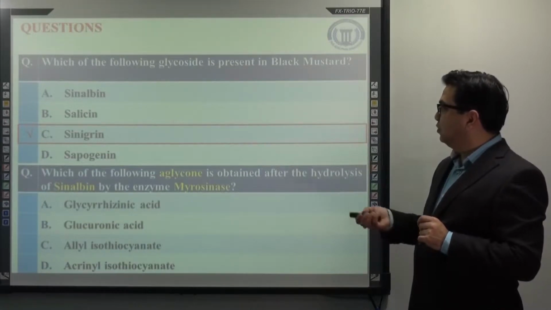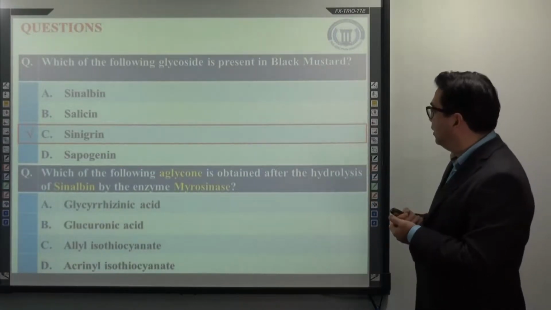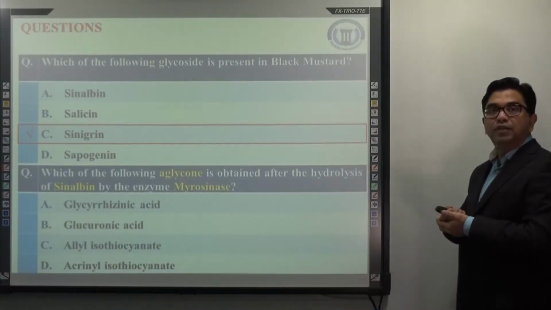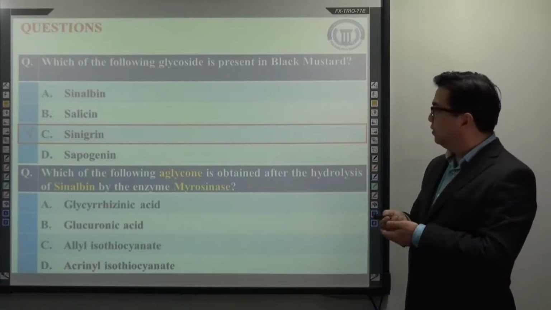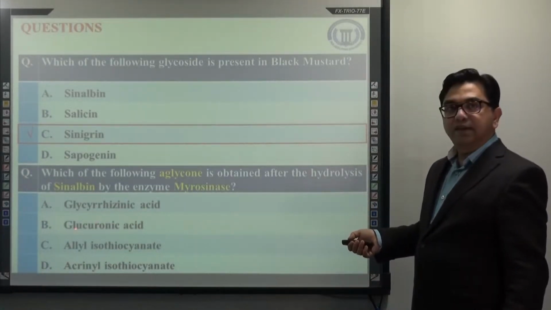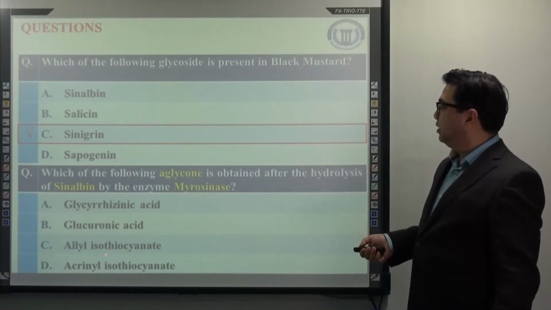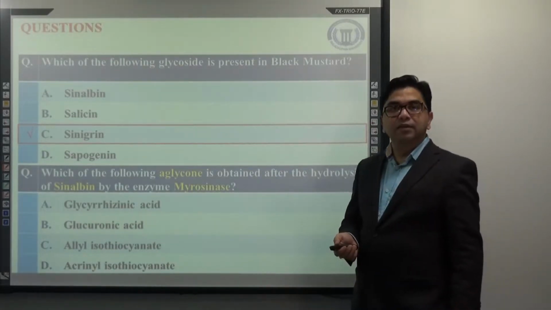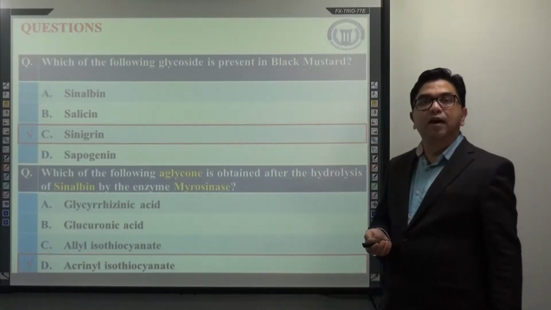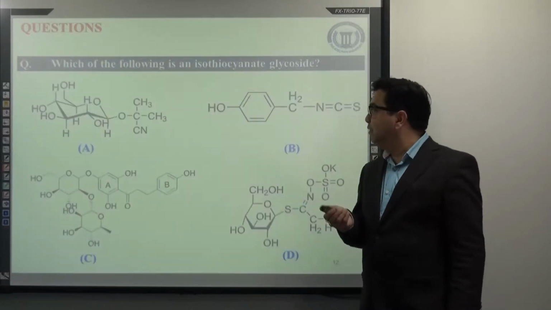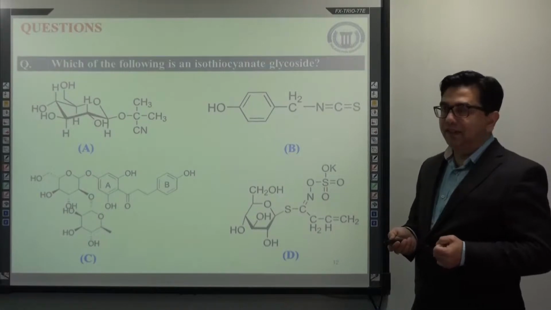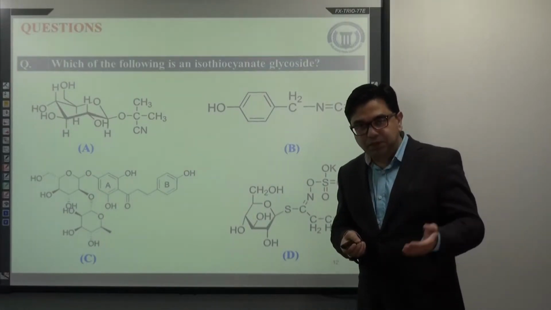Next question, which of the following aglycon is obtained after the hydrolysis of sinalbin by the enzyme myrosinase? Option A, glycyrrhizinic acid, glucuronic acid, allyl isothiocyanate, acrinyl isothiocyanate. The correct answer is acrinyl isothiocyanate.